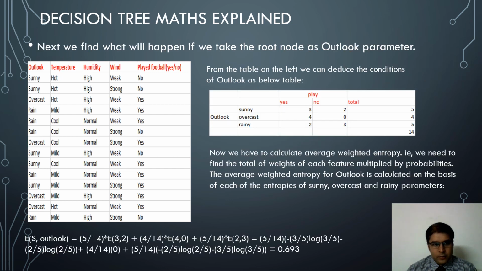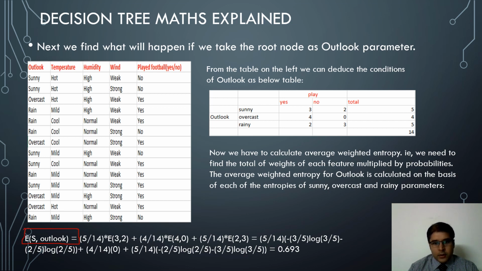Next, we can take the root node to be either outlook, temperature, humidity, or wind and divide based on that. So we'll see what will happen if we take the root node as the outlook parameter first, and similarly we will calculate for temperature, humidity, and wind. So if we take outlook as the root node, we have to calculate the entropy for the system after we take outlook as the node. So this is given as entropy E(S, outlook) here. I'll tell you how it is calculated now.